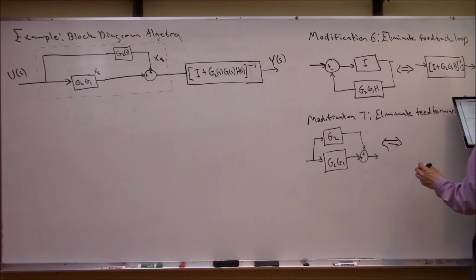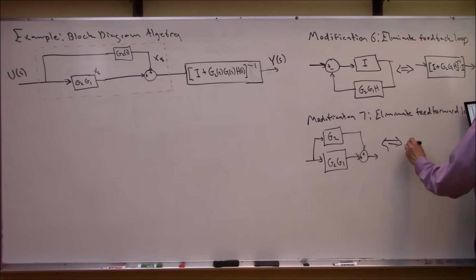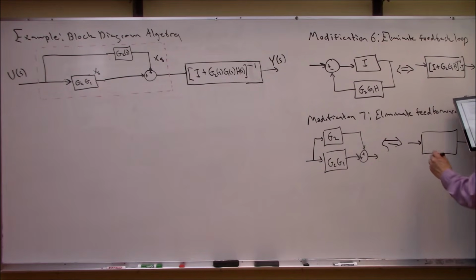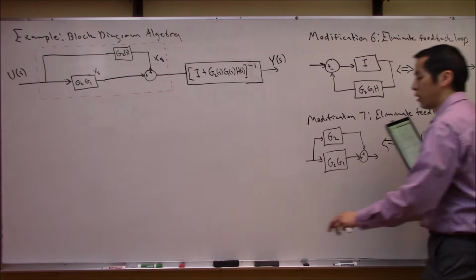And from our discussion earlier, we saw that this thing is exactly equivalent to a single block where you just combine the two, or add the two. So this is G2 plus G2, G1. Those are the same things here. Great. So let's replace everything in black or in red with just this single block.